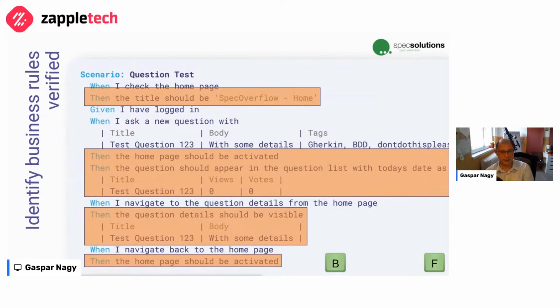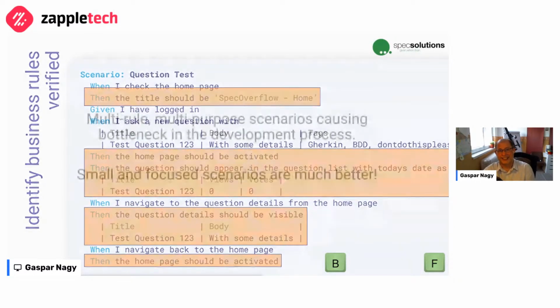And as you can see here, we have altogether 5 then steps, but we have 4 then step groups, so to say. So my first guess would be that this scenario is probably supporting 4 different business rules, and not a single one, which is not a good thing. So it looks like this scenario is definitely not focused.